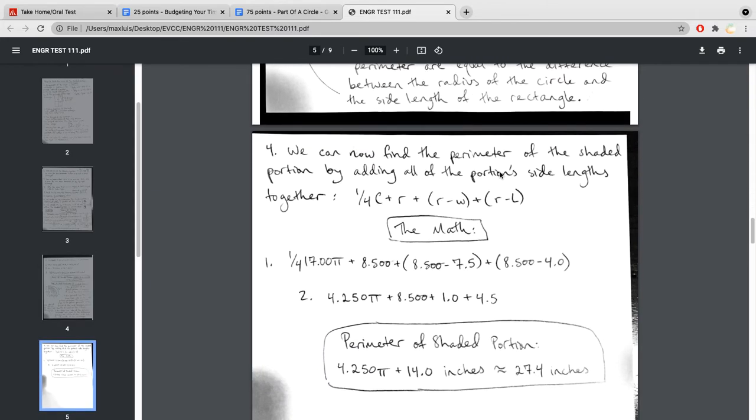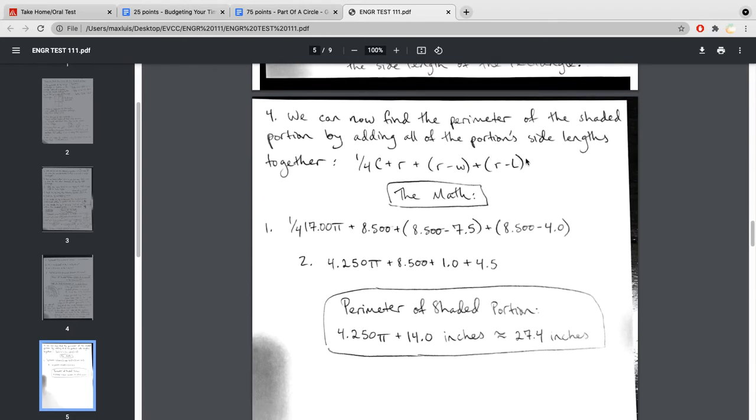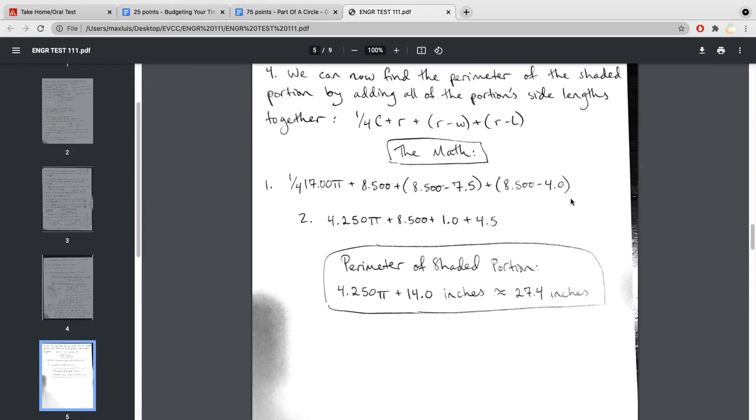So now for the math. We have 1/4 times the circumference, which is 17.00 pi, plus the radius of the circle, which is 8.500, and then we subtract the width, which we found earlier, from the radius, and then we do the same thing, but with the length of the small rectangle instead of the width. And after solving that, we get 4.250 pi plus 8.500 plus 1.0 plus 4.5. We should get an answer with one significant figure.